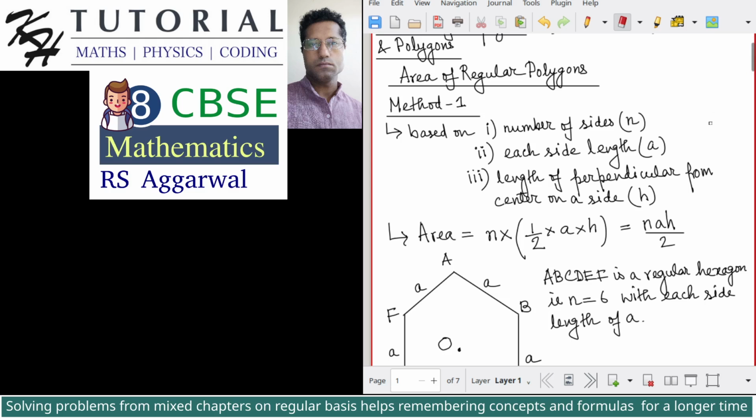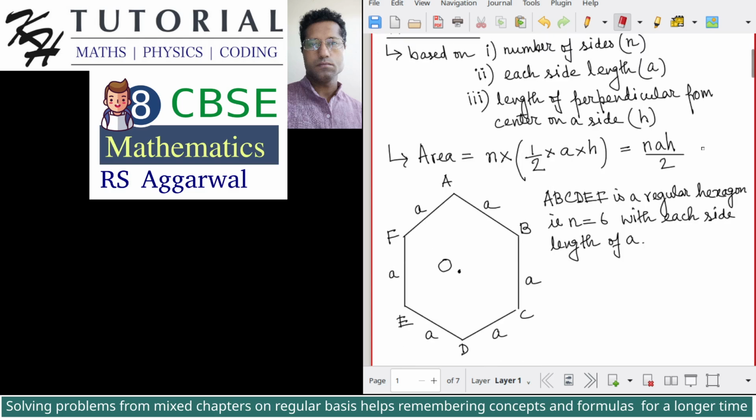And the formula for area: the area of the regular polygon having n sides, where small a is the length of each side and small h is the length of the perpendicular drawn from the center of the polygon on any side, will be n a h by 2. Now let's see how this formula comes. The concept is very simple.